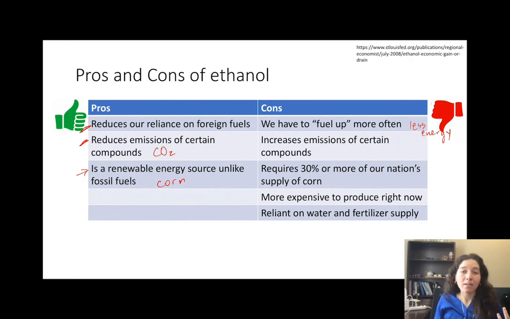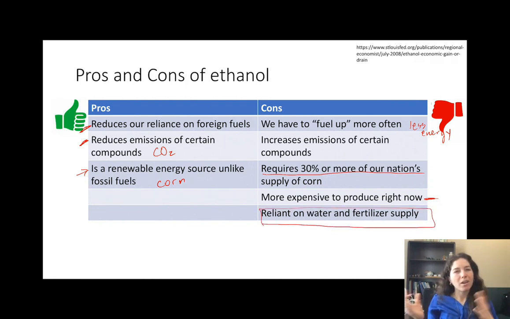Another thing to know about ethanol is it uses a lot of corn. So right now it actually requires 30% or more of our nation's supply of corn. So most of the corn produced in the United States is not going to food. It is going to fuel supply, and sometimes it also goes to feedstock for livestock, for animals and stuff. And it is more expensive to produce right now than gasoline, to produce our ethanol. And not to mention, this fuel source is reliant on water and fertilizer supply. So there's a lot of pros and cons to using this, and it's a big debate on is it more renewable or not to use this ethanol.